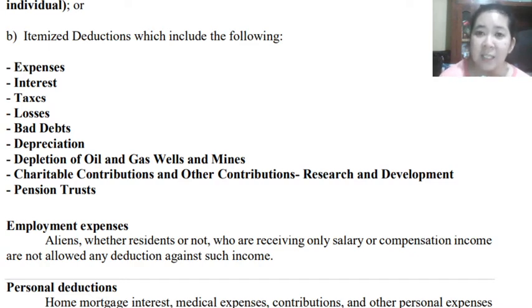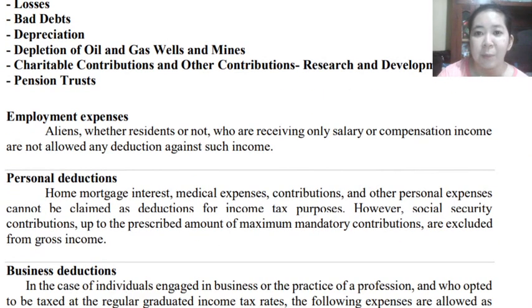Actually, depletion is the same as depreciation. Depreciation, however, relates to our non-current assets such as equipment, machine, building. Depletion is an expense which relates to the natural resources, on the other hand. But they mean the same thing. Another is if you donate to a charitable institution, and other contributions related to research and development. That can also be allowed as deduction. And of course, pension trusts. So those are the itemized deductions that are allowed to be deducted from your gross income.